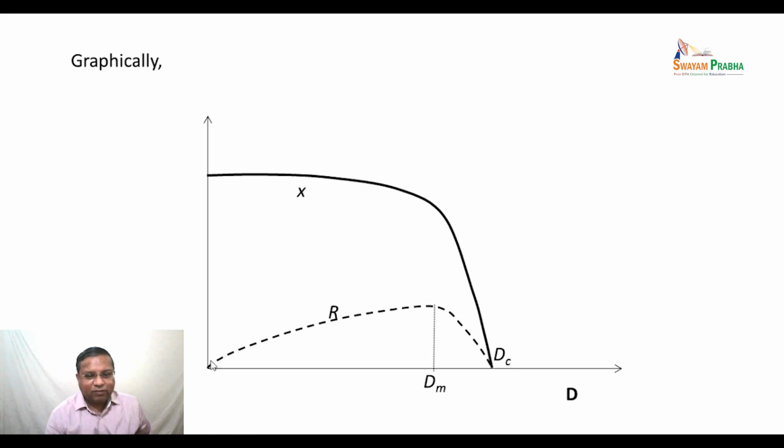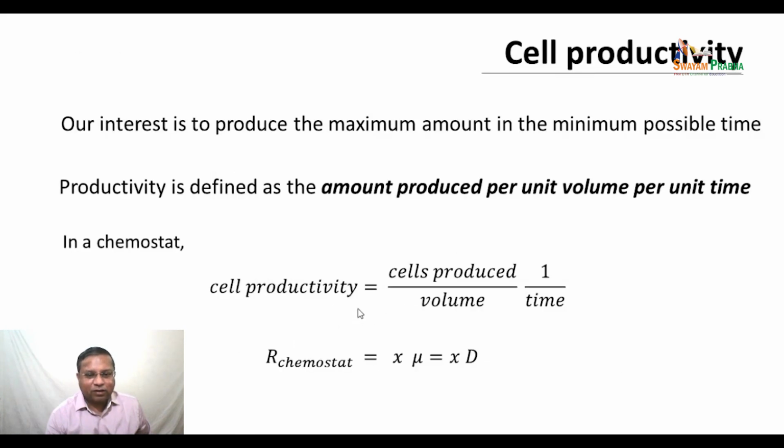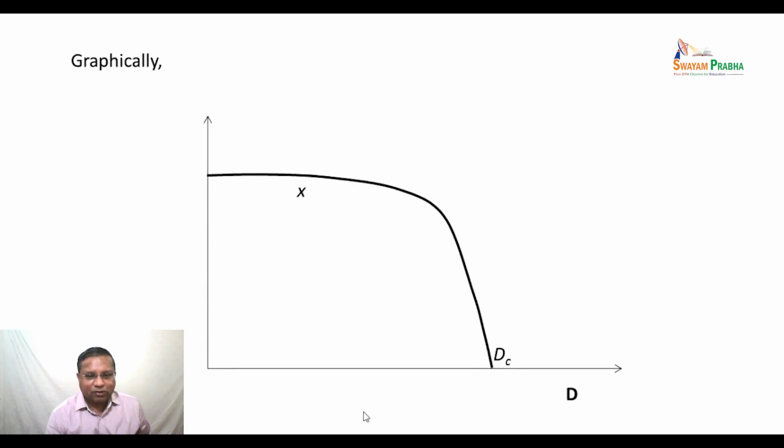The productivity will go something like this. It will go on increasing, going by the earlier equation, X into D, until it reaches a maximum productivity at dm, and then it will actually drop until the point of the critical dilution rate, where it becomes 0. There are no cells coming out, so the productivity needs to be 0 there.